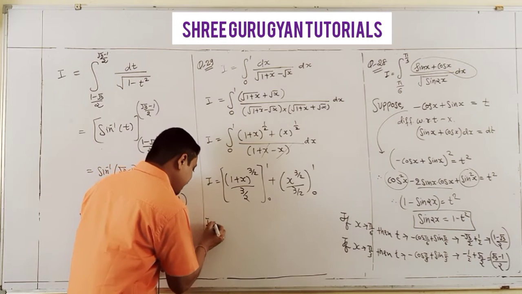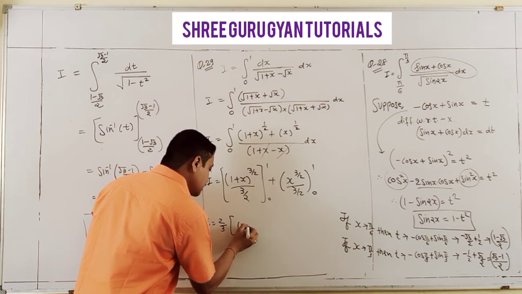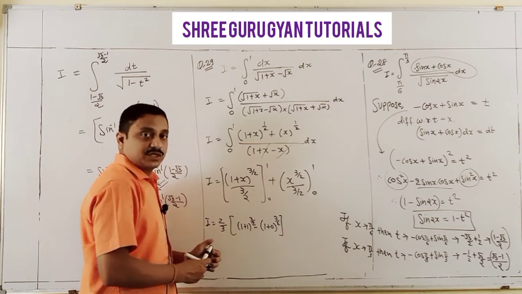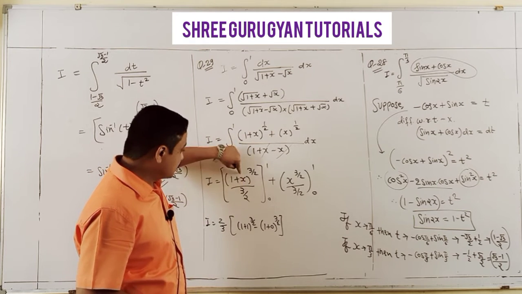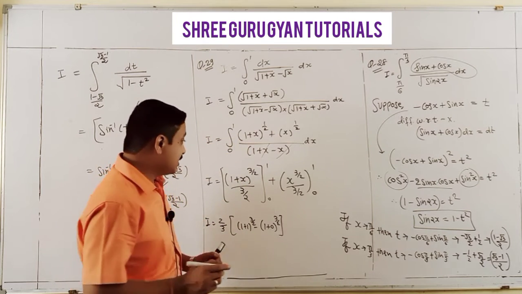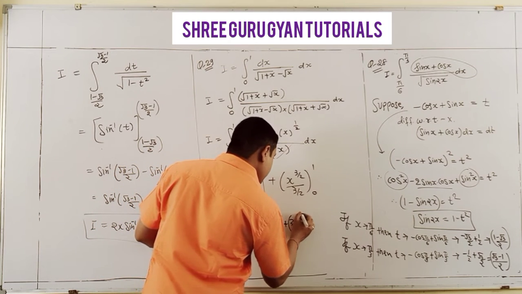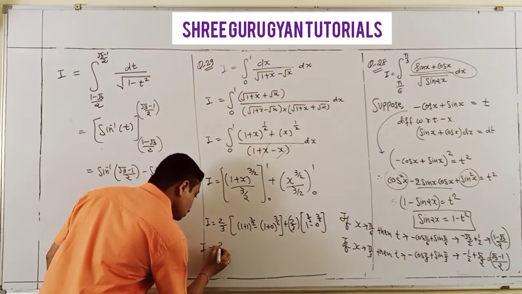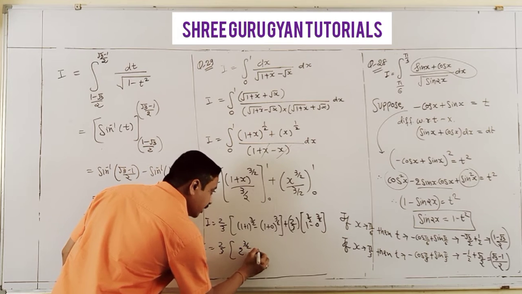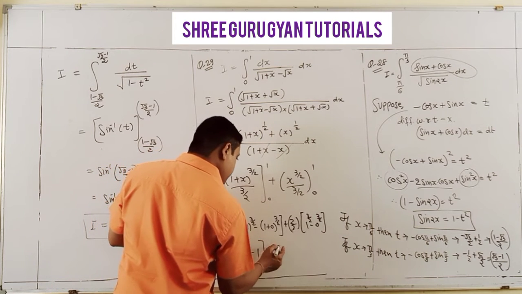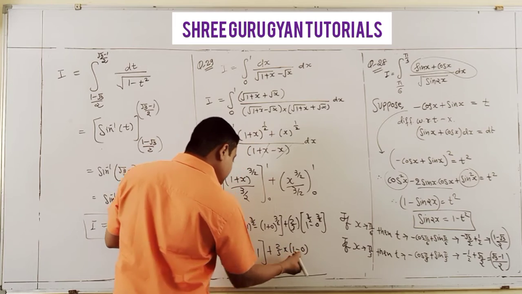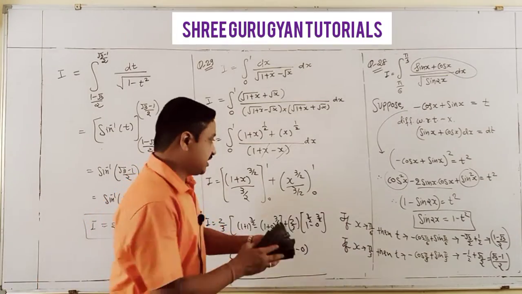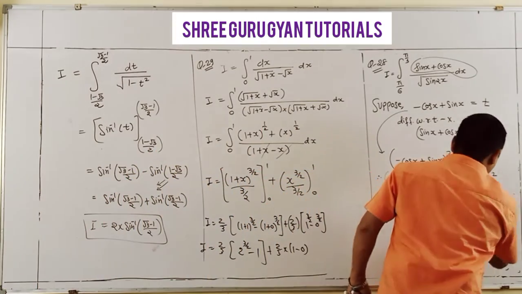Now 2/3 outside. Attach your upper limit: 1 plus 1 raised to 3 by 2 minus 1 plus 0 raised to 3 by 2. So that's upper limit 1, put it. Now 0 also put it, because it is converted to 1. Similarly here, students, 2/3 outside, 1 raised to 3 by 2 minus 0 raised to 3 by 2. So you have 2/3, 2 raised to 3 by 2 minus 1, same, 2 raised to 3 by 2, 1 minus 0. Now I think 2 raised to 3 by 2, students, I just check commonly and derive my answer.